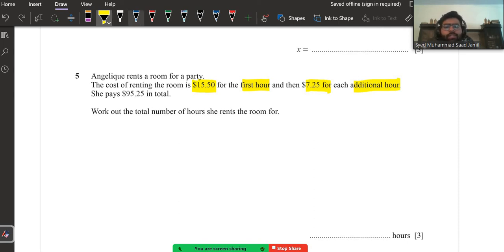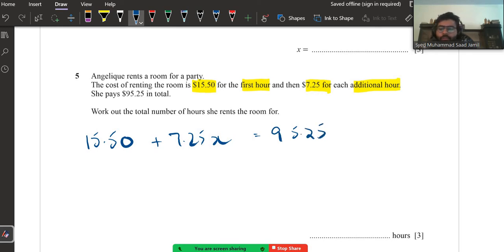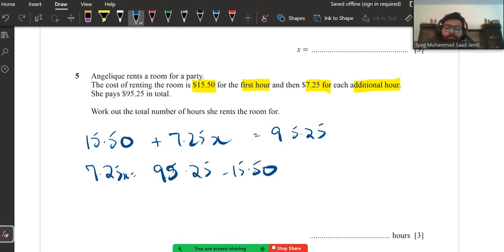It's very simple. Just make an equation. For the first hour, it's 15.5. Alright, so you just write 15.5 plus 7.25x, because you don't know how many more hours you rented the room for, so you just wrote x. And the total cost is 95.25. So 7.25x is equals to 95.25 minus 15.50. Okay?